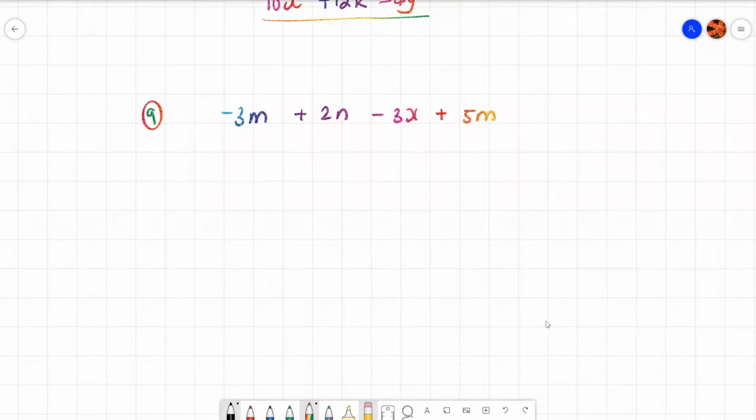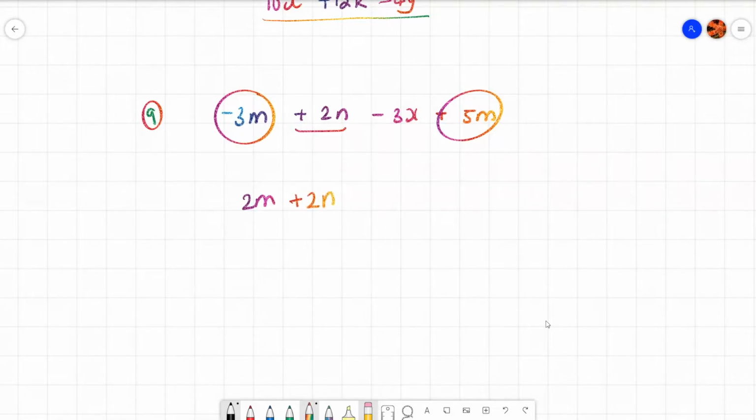Okay, so circle and square. So I've got minus 3m plus 5m. I can add them together because they're the same. That becomes 2m. Well, I've got an n here, but there's no other n, so I can't add anything onto that. So that's plus 2n.